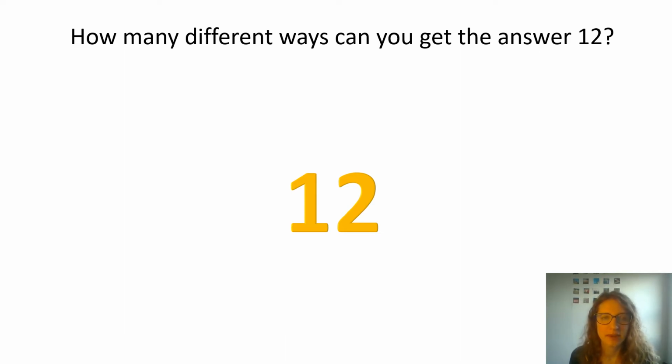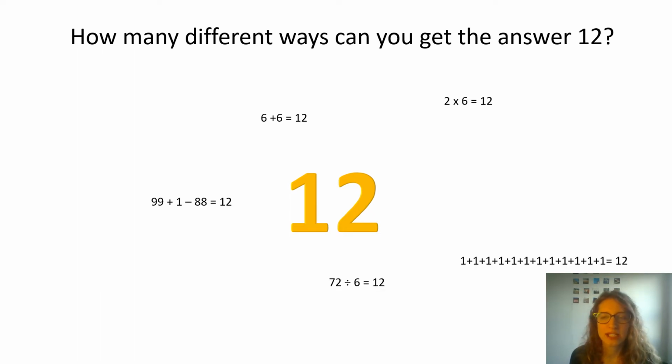Okay, let's have a look how many we've done. So there are hundreds of possibilities here, so I am only showing you a few, so well done if you got different ones. So we could have 6 add 6, 99 add 1, taking me to 100, take away 88. And we could do division, multiplication, adding lots of ones, 0 add 12, a subtraction, another multiplication. Okay, so loads of different ways you could do it. Well done if you found more than me.